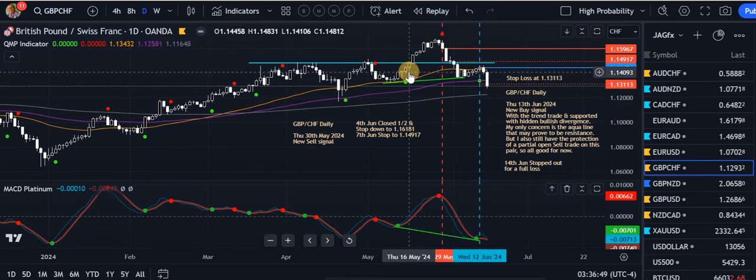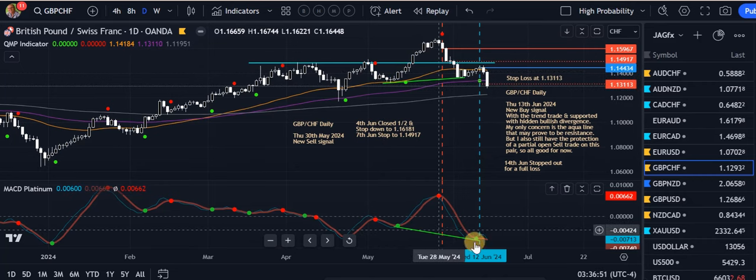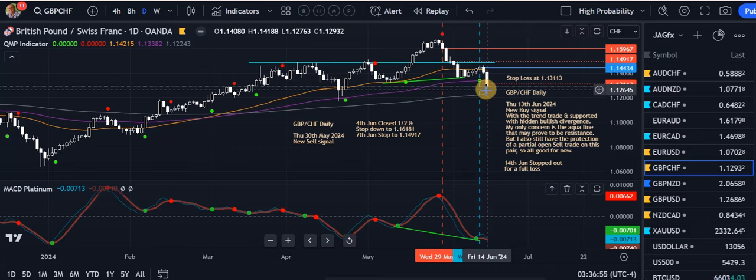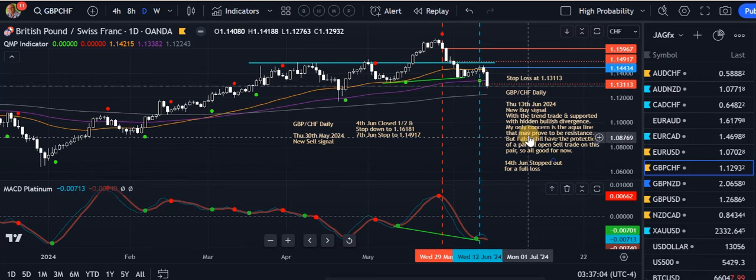MACD Platinum's a long way below the zero level. There was hidden bullish divergence. And on this, like in my private trading, I will hedge this. It's just a gimme. MACD Platinum's a long way below the zero level. It's based on hidden bullish divergence. I'm hedging this every day of the week. But in this group, I put a stop in place, been stopped out. The good thing is I'm still in the sell, which is helping offset that loss on the Pound Swiss.